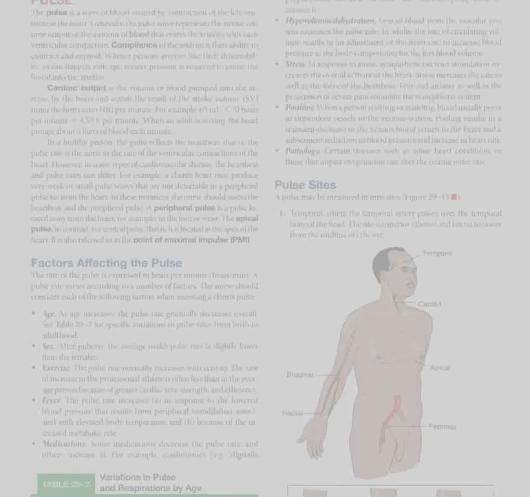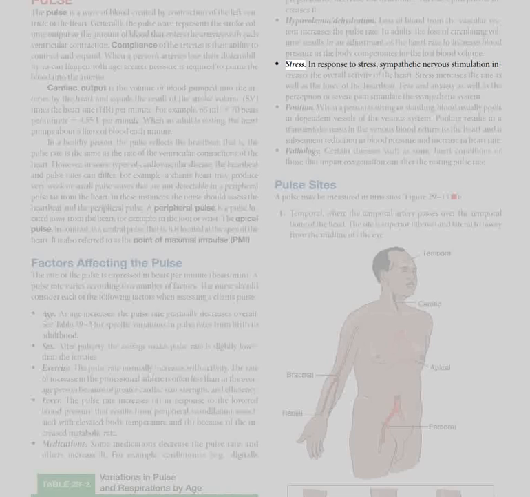Preparations decrease the heart rate, whereas epinephrine increases it. Hypovolemia or dehydration: loss of blood from the vascular system increases the pulse rate. In adults, the loss of circulating volume results in an adjustment of the heart rate to increase blood pressure as the body compensates for the lost blood volume.